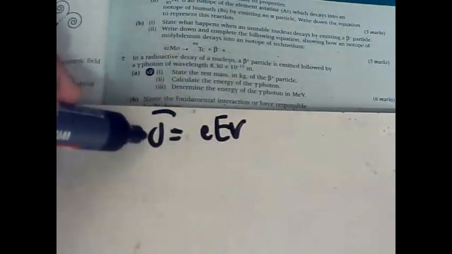The next part of the question is very, very classic. They ask you to calculate it in mega electron volts. To do that, we need to remember the equation: to convert joules to electron volts, we divide by e, which is 1.6 times 10 to the minus 19, to get it in electron volts.